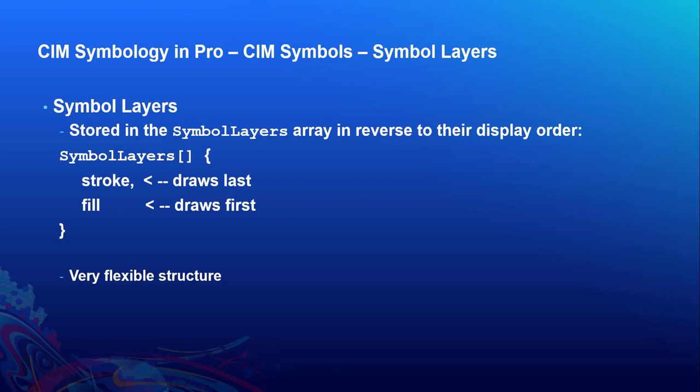So the symbol layers are stored in CIM multilayer symbols in the symbol layers array property. And they're actually stored in that array in the reverse order to their display. So the layers at the end, they draw first and they'll be on the bottom of the symbol. The layers at the front of the array, well, they draw last, so they will be on the top of the symbol.